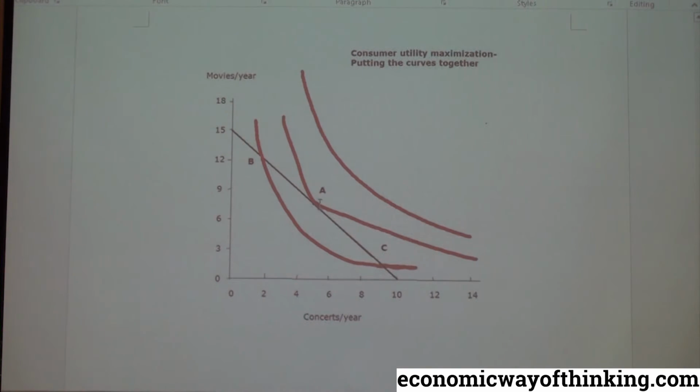So this is point A. This is the bundle that gives you the highest level of utility. Assume you want to continue down from point A, you will see that you will be going down to lower and lower levels of utility. So point A is a point of consumer maximization. The bundle at point A gives you maximum utility for your money.